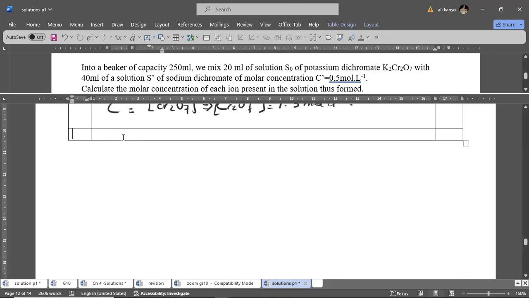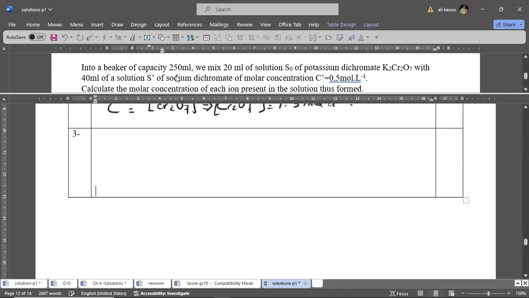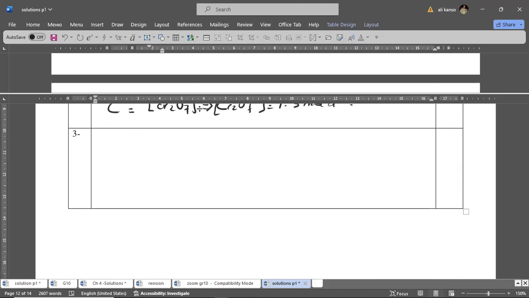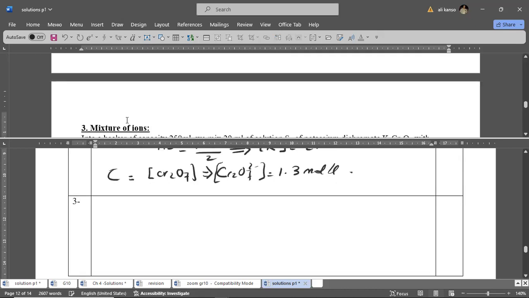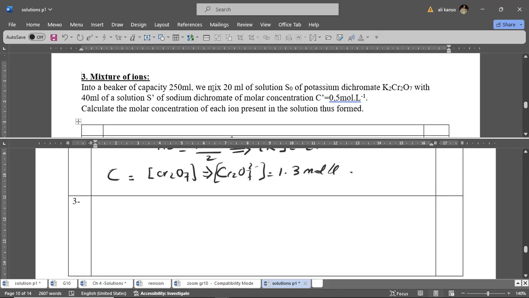Part 3. Part 3 is very important. Let us read what is in part 3. Mixture of ions. Here we have a mixture of two solutes of common ions. This part, we will solve it, and we will solve another kind of such parts later on.